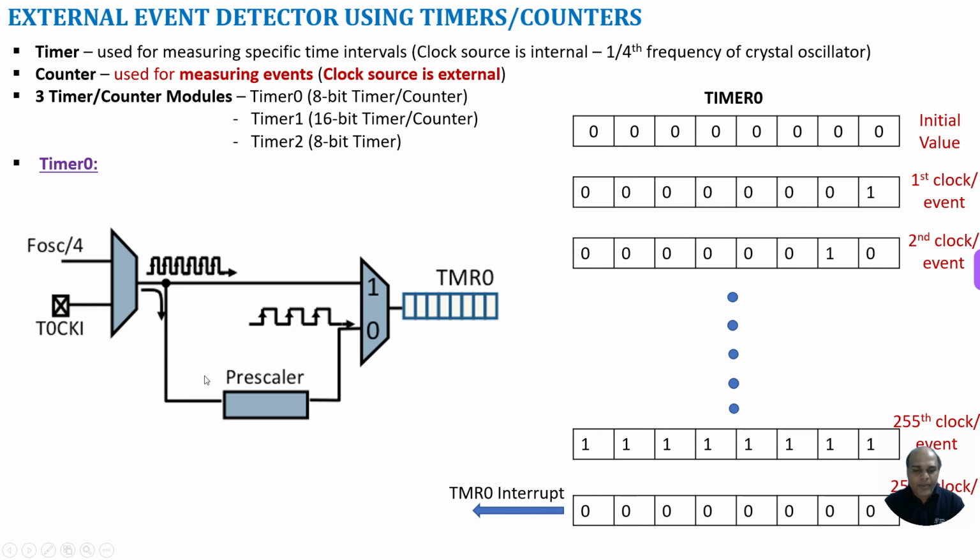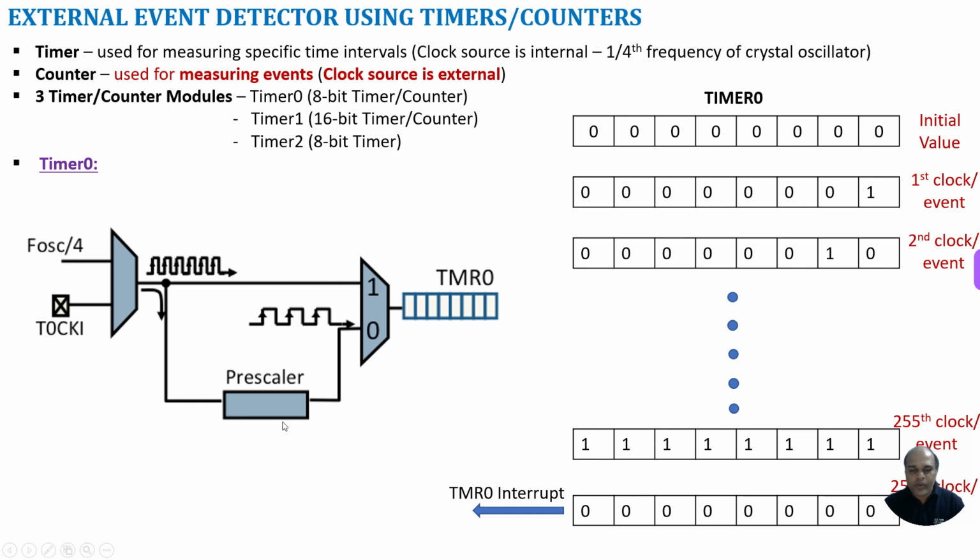For example, if my prescaler value is 1:2, it means for every 2 events, an incrementation will happen. If my prescaler value is 1:1, then for every event occurrence, an incrementation will happen. If my prescaler value is 1:4, for every 4th event, an incrementation can happen. So this prescaler register can be configured. It is an 8-bit register. It can be set with any 8-bit value. Depending upon the 8-bit value, the prescaling of the event occurs.